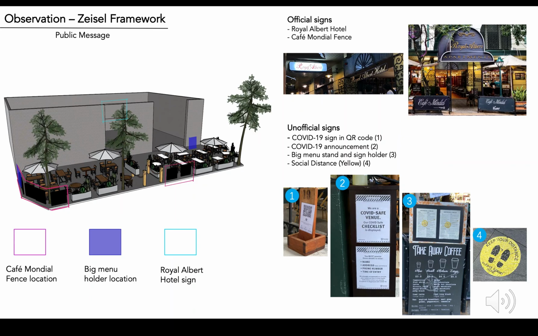In these cafes, public messages are mainly divided into two parts. The first is the official signs, and you can notice that the left-hand side is the Albert Hotel signs, and the right-hand side is Café Mondial's fence. And the second part is the unofficial signs. Because of Covid-19, for almost every restaurant now, you can see the Covid-19 sign-in QR codes and also the Covid-19 announcement. And for this cafe restaurant, you can see the big menu stand and sign holder, and also the social distance signs.